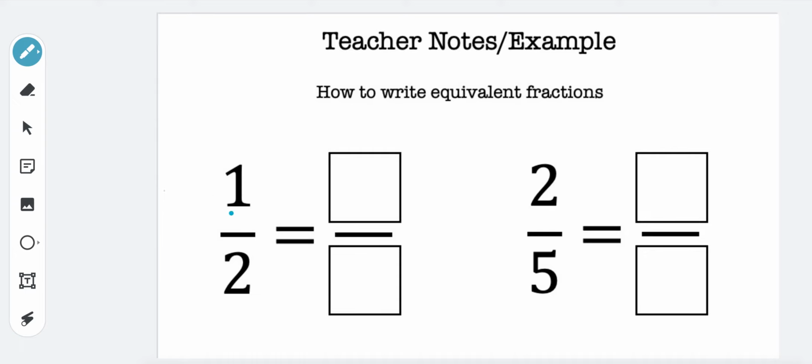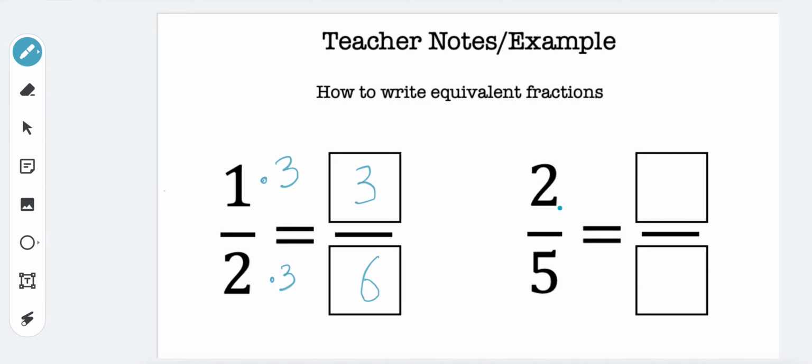So the first problem we have is the fraction 1/2. And we want to write an equivalent fraction of 1/2. So what you can do is multiply both the numerator and denominator by the same number or factor, okay, to get an equivalent fraction. So I'm going to multiply both the numerator and denominator by, let's say, 3. And when I do that, I get 1 times 3 is 3, and then 2 times 3 is 6. So 1/2 equals 3/6.